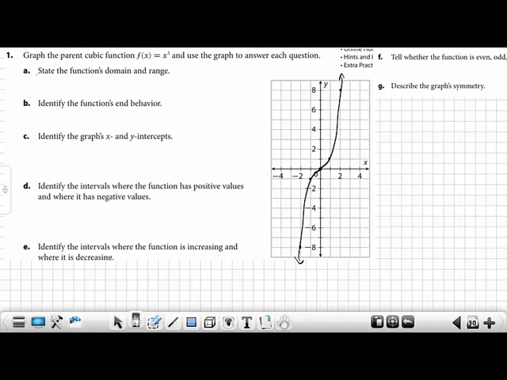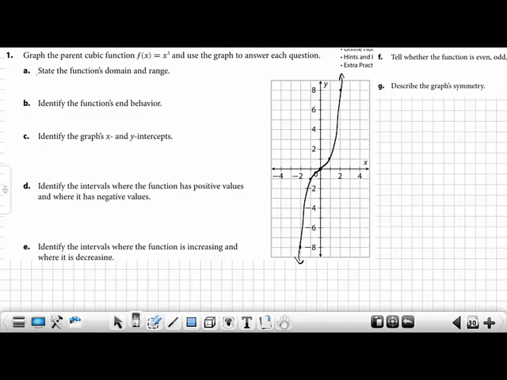Alrighty, guys. So here's our cubic. That's just number 1, not even part A. It says graph the parent function f of x equals x cubed. Done. Now use this graph to answer each question. I especially wanted to do number 1 because we're doing half a period devoted to homework today, and there are a lot of throwback questions that we should not ever forget.